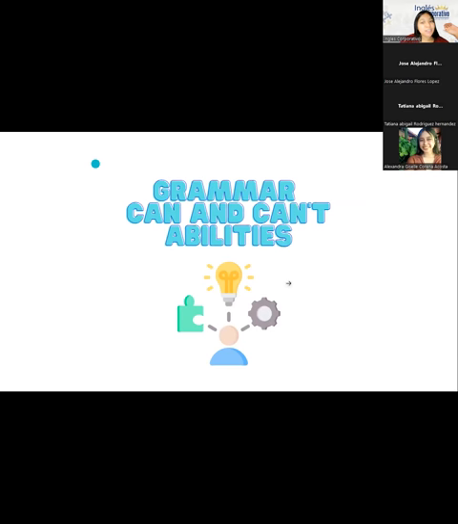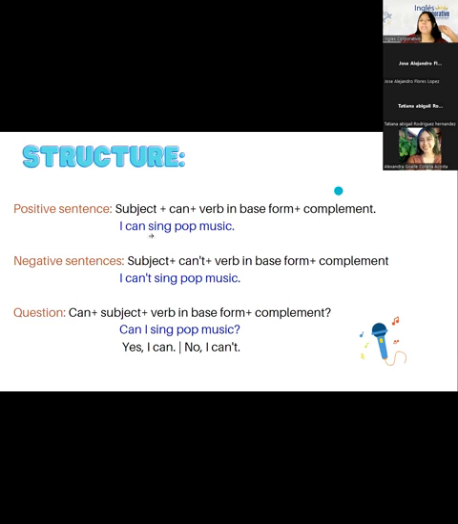And now let's start with grammar. Can and can't. Listen to the pronunciation. Can't. And this topic is for us to talk about abilities, skills. So let's start.